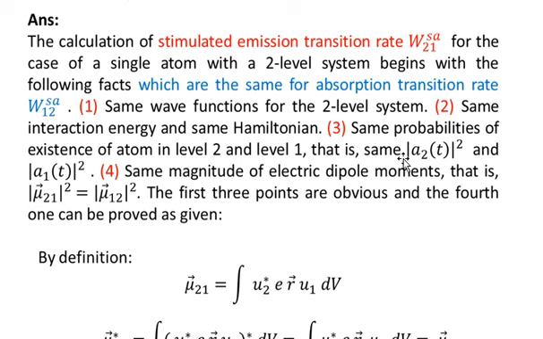That is, the same mod square of A2 as a function of time and mod square of A1 as a function of time. Number 4, same magnitude of electric dipole moments, that is, mod square of mu21 is equal to mod square of mu12. The first 3 points are obvious and the fourth point can be proved as given.